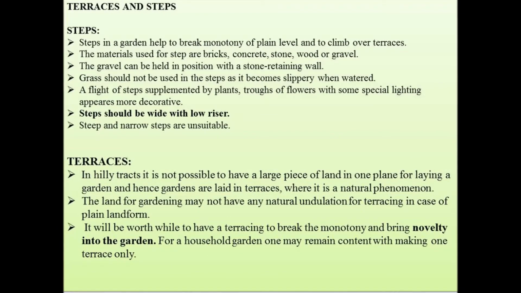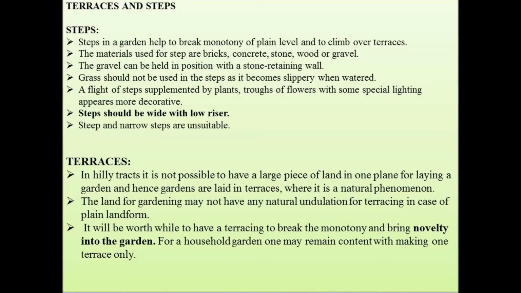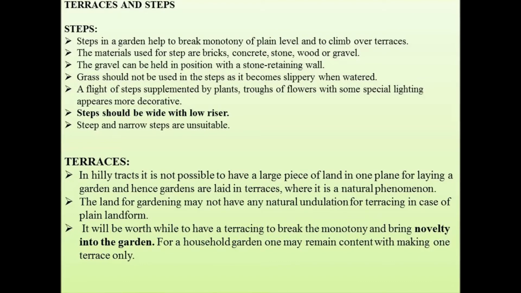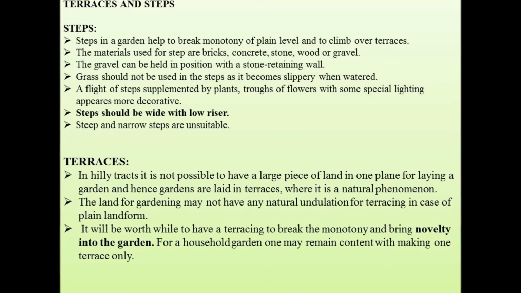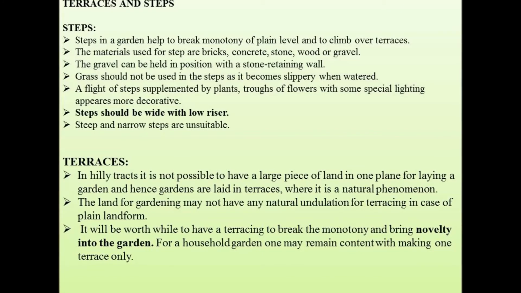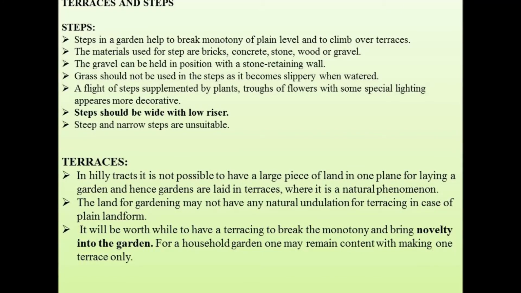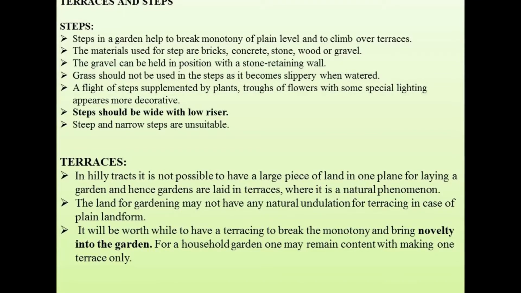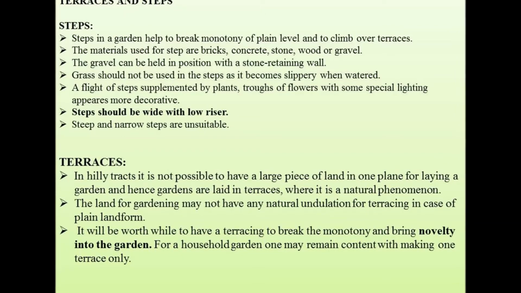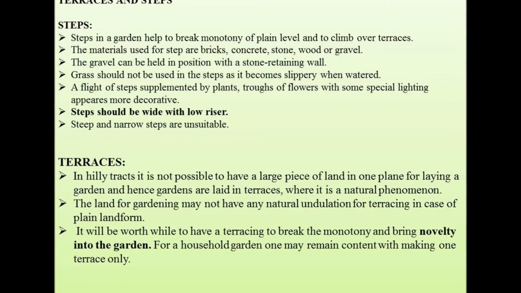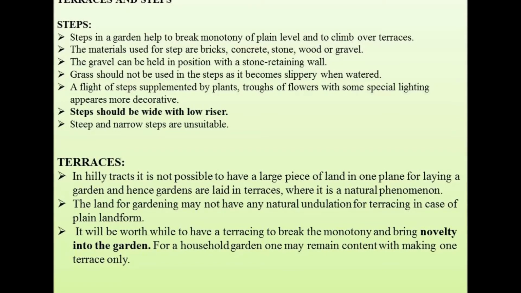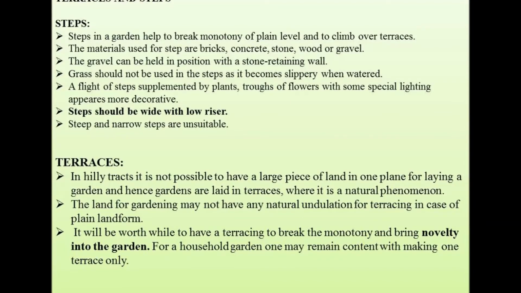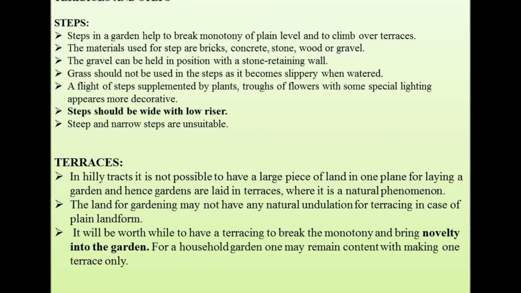Then we will discuss the next features of the garden, that is terraces and steps. First we discuss steps in a garden. Steps help to break the monotony effect of a garden and help to climb up over a terrace. Generally, for making steps, materials like bricks, concrete, stone, wood or gravel are used. By using such materials, it is possible to make steps in a garden.